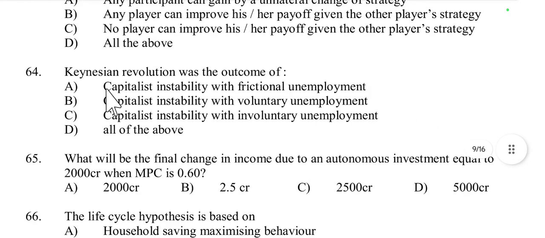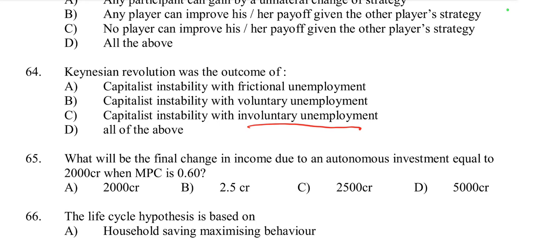Then question number 64. The Keynesian revolution was the outcome of capitalist instability with frictional unemployment, voluntary unemployment, involuntary unemployment. So Keynes is related with involuntary unemployment, because classical economists say that there is full employment in the economy, there is no unemployment. But Keynes rejected or criticized the classical theory, and he says that in the economy unemployment arises, or unemployment is a general condition and full employment is a rare situation.